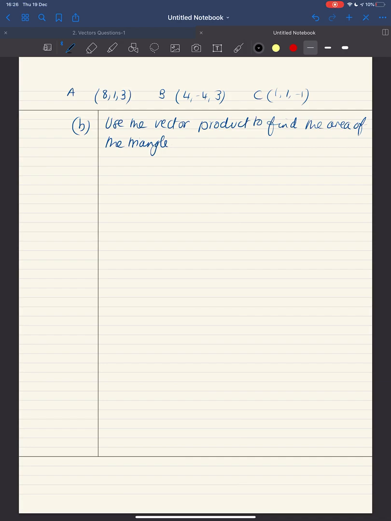Right, so we've got the same triangle. I'm just going to plug this in just to make sure, as I've actually run out in the middle of the question. Should be annoying. Right, so we've got the same triangle. Use the vector product to find the area of the triangle.